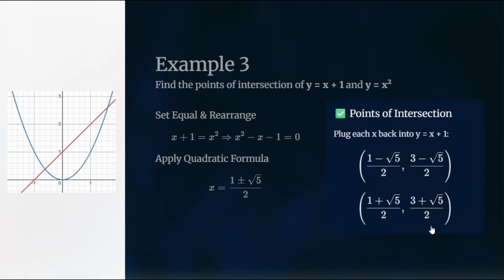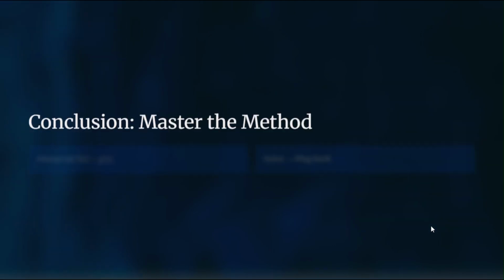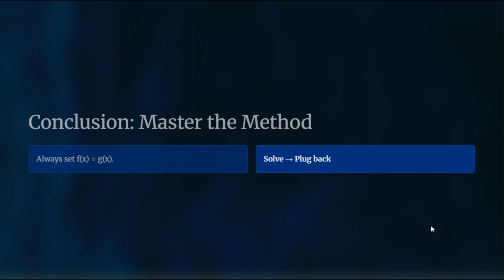Finding points of intersection is critical for area between curves, graphing, and solving systems. Intersection points happen where the two functions are equal. So always set f of x equal to g of x. Solve and then plug back in. Use this sequence every time, no exceptions.